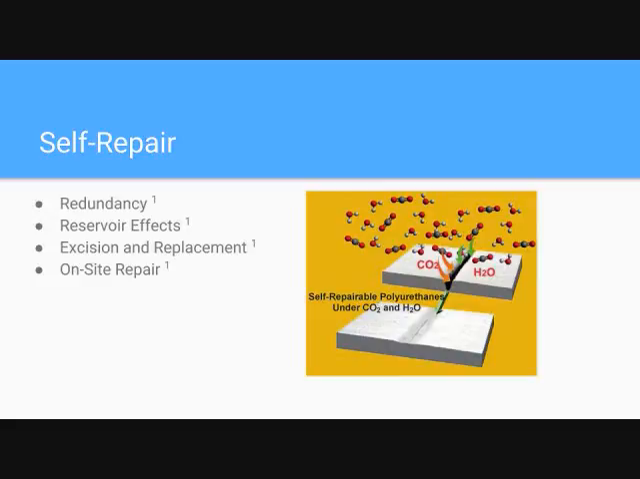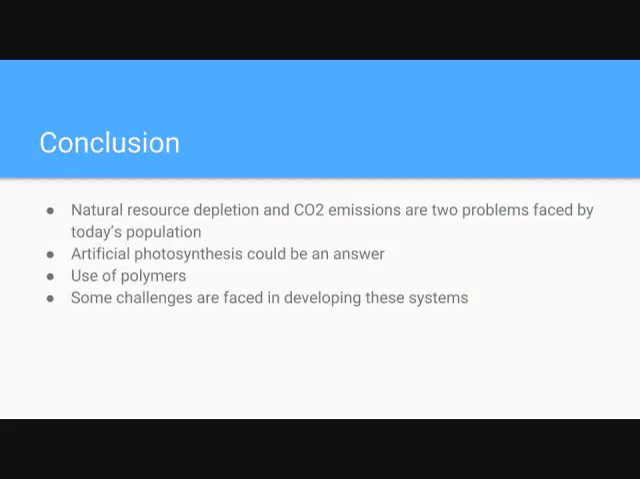There are 4 possible pathways being looked at right now. These are redundancy, reservoir effects, excision and replacement, and on-site repair. Self-repair is a crucial step in developing lasting and efficient artificial systems. As natural resources deplete and CO2 emissions rise, we need to find a solution that can address both problems. One possibility is the use of artificial photosynthesis, specifically the use of polymers in these systems. While there are challenges in the creation of such systems, it is important to find a way to overcome them.